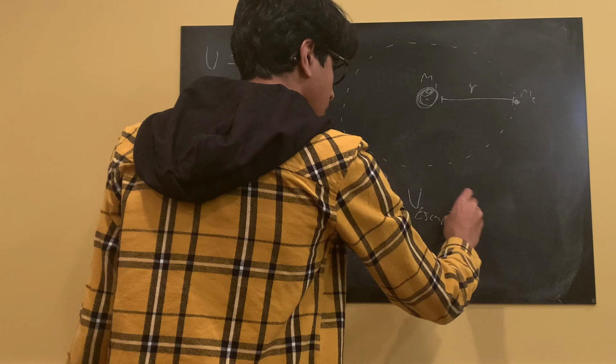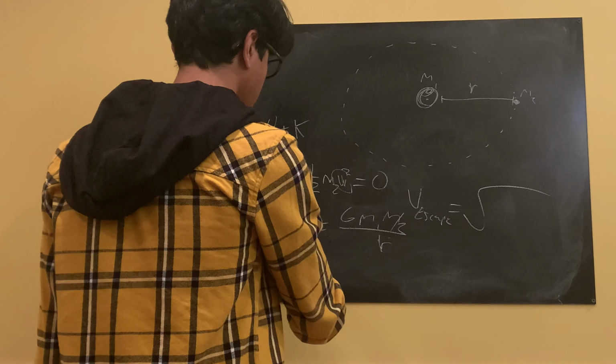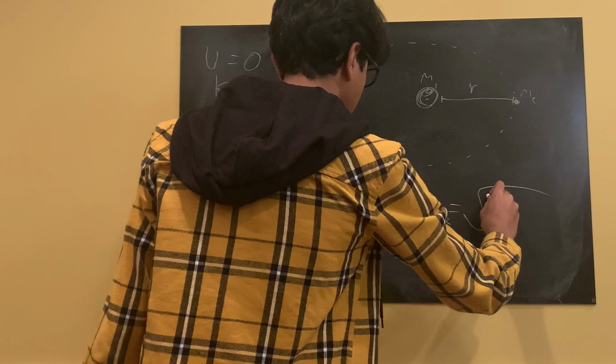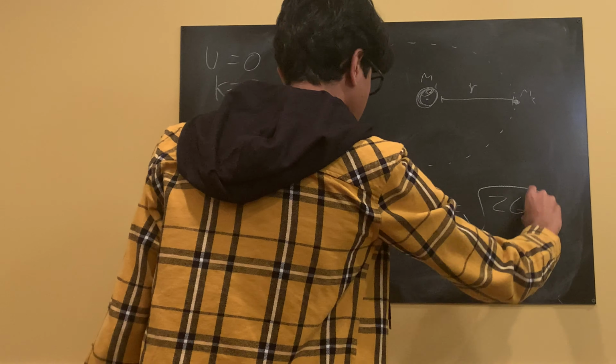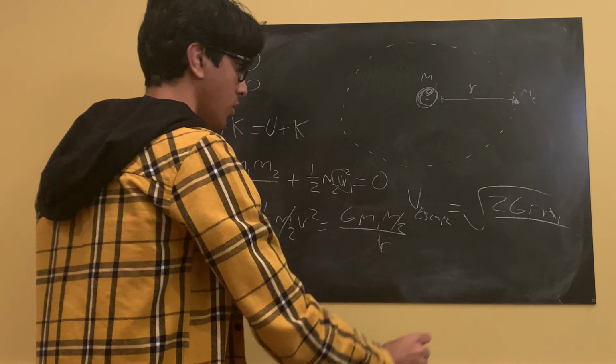So our final answer for v escape will equal the square root of, we multiplied the 2 inside, so 2 G m1 over r.